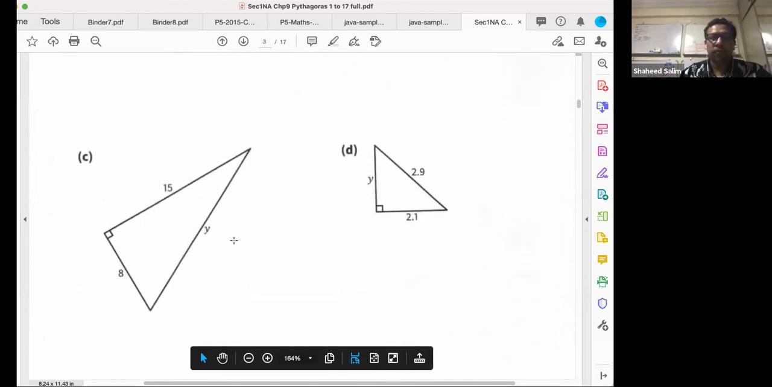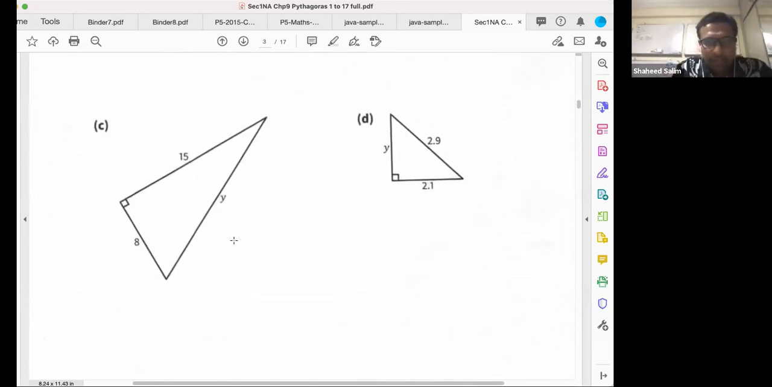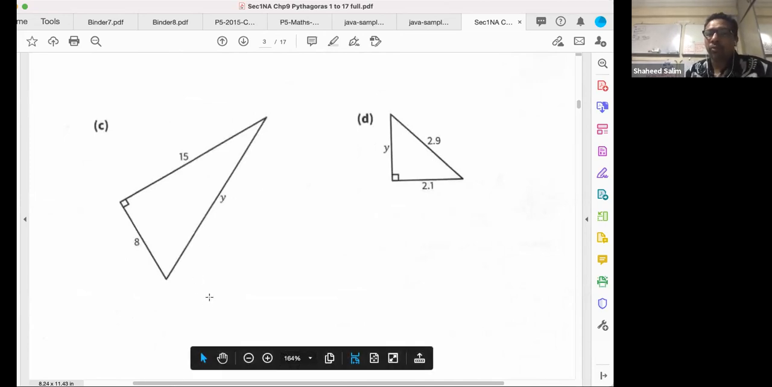You try this one. We are doing only C, but those who finish C, you do C and D. But we are only doing C. You practice until you are super at this. Identify the hypotenuse. Which is the hypotenuse, the longest one? Let that be equal to the sum of the other two sides. Square.